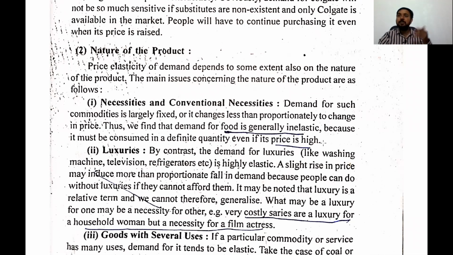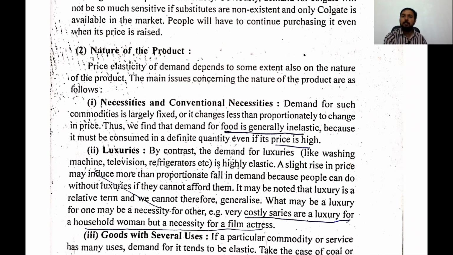So when the price of food increases or falls, we need to consume the required food every day to survive, right? So we can say this is the nature of the product. If we talk about food, we can say the demand for food will be less elastic with respect to its price. Now luxurious.